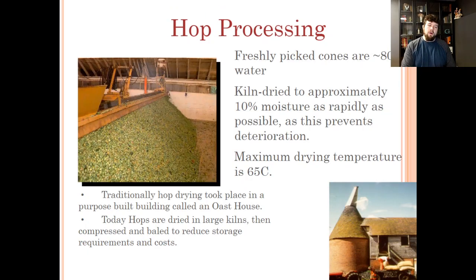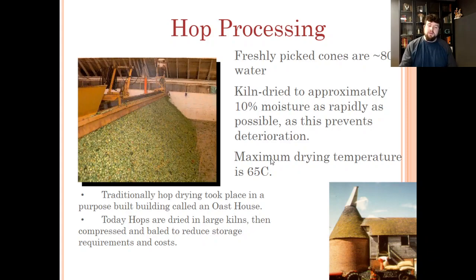Now, once all the hops are stripped off the vines and all the other materials removed, freshly picked cones have about an 80% water content. Now, if we were to just leave these hops like this, the issue is that they would start to rot. They'd start producing large amounts of heat and just rotting and breaking down. So we have to kiln them. We have to dry them out. Now, kiln drying brings them to about 10% moisture content as rapidly as possible.